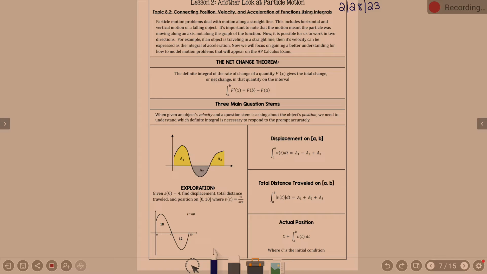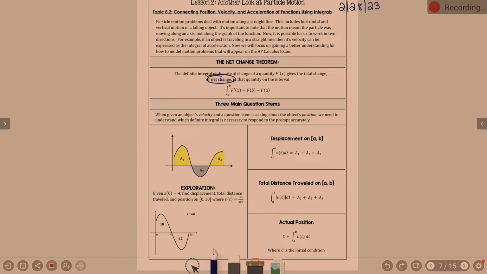Okay, net change theorem. The definite integral of the rate of change of a quantity, f prime of x, gives the total change, or net change, in the quantity on the interval. So, stating the idea that an integral can be used to define net change.